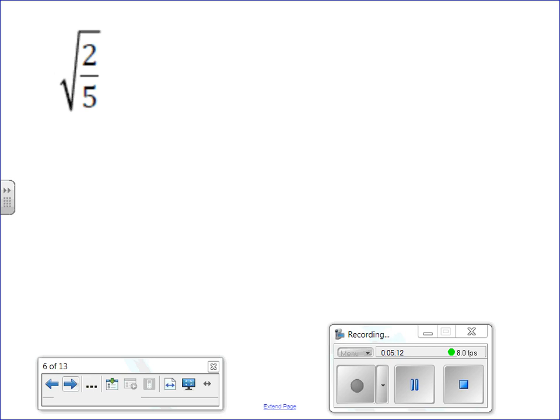All right, let's try this one. Square root 2 over square root 5. I don't think those are perfect squares or anything, so I'm actually going to do it in reverse and make the radical 2 his own radical, make the radical 5 his own radical, and now we'll work on rationalizing. Why don't you pause the video and try this one all by yourself and hit play when you're ready to check.